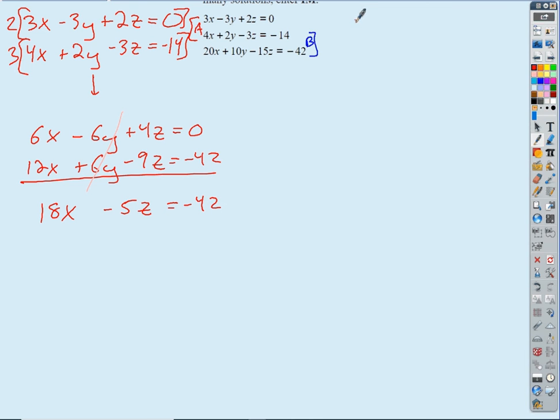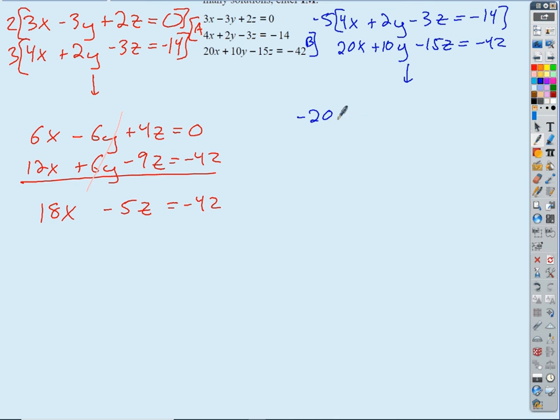Okay, over here, on this side, we're starting off with 4x plus 2y minus 3z equals negative 14, and 20x plus 10y minus 15z equals negative 42. What do I have to do? Top by negative 5, because we've got to get the y's to go. So that's going to give us negative 20x minus 10y plus 15z equals positive 70. On the bottom, we get 20x plus 10y minus 15z equals negative 42.